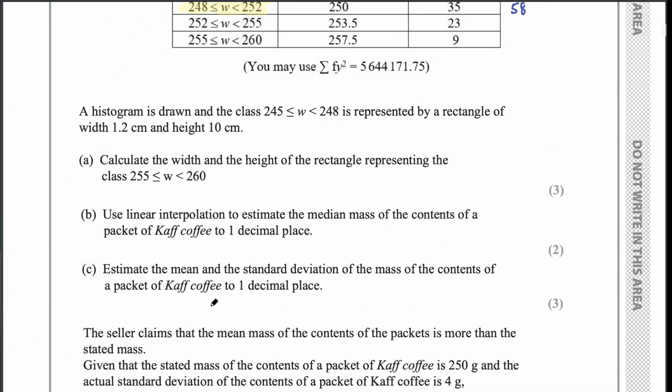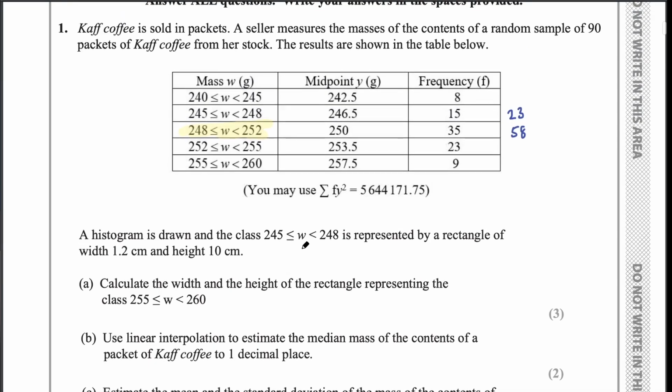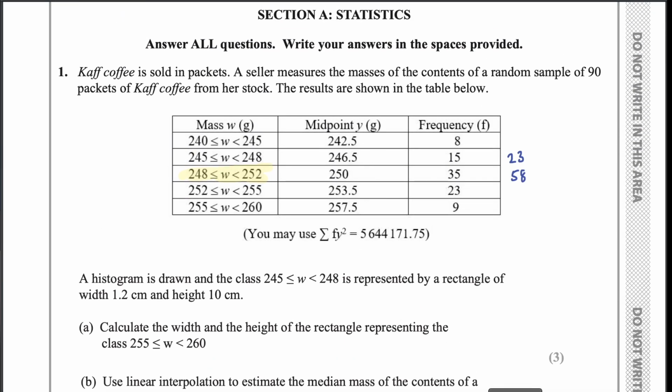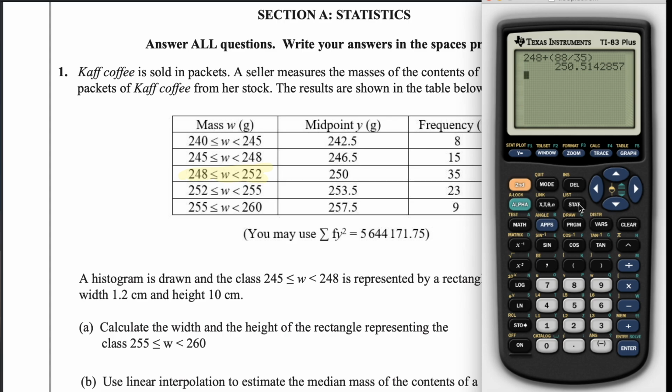Let's keep going now to part C. Part C says estimate the mean and standard deviation of the mass of the contents of a packet of coffee to one decimal place. Alright, so one way you can do this is, again, using a calculator. You can go to statistics. Depending on what sort of calculator you're using, this might be in a different place, but generally the menu is called stat or something along those lines, and it will allow you to input a list of values. It'll say edit, and you want to go to edit, and that will allow you to edit the lists.